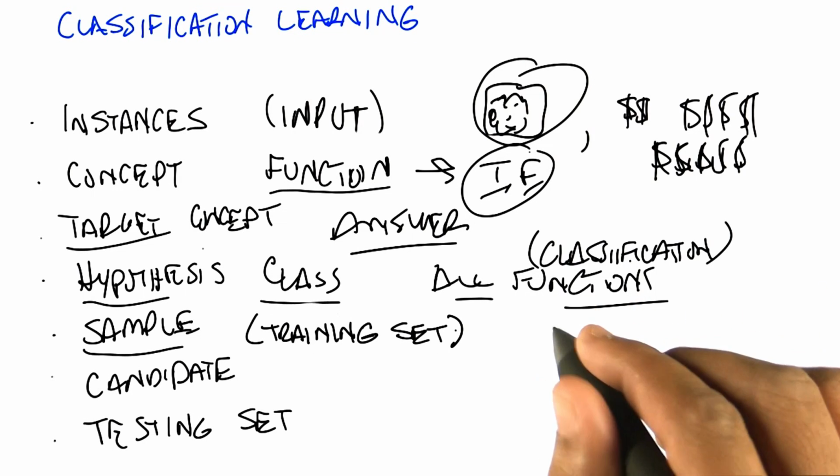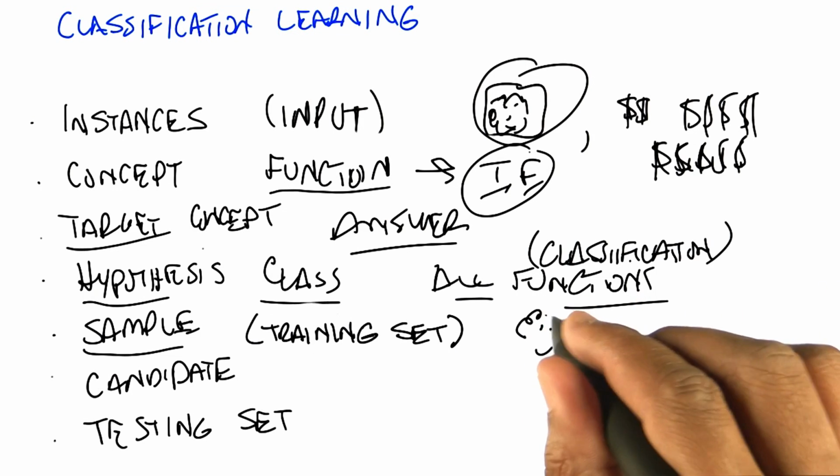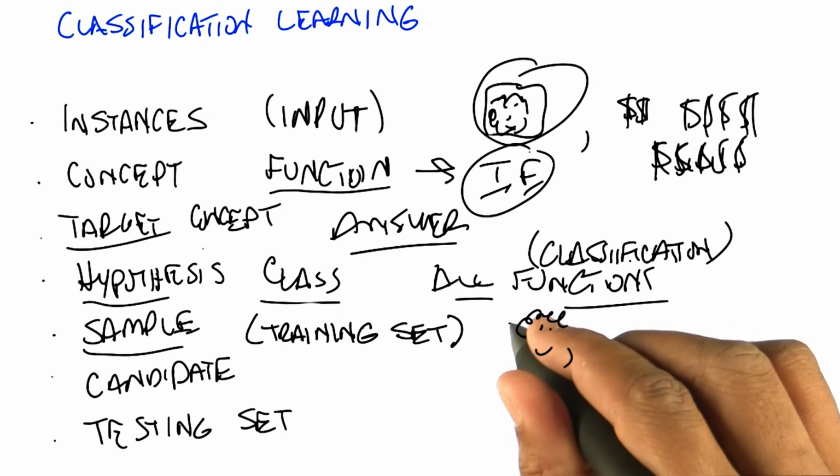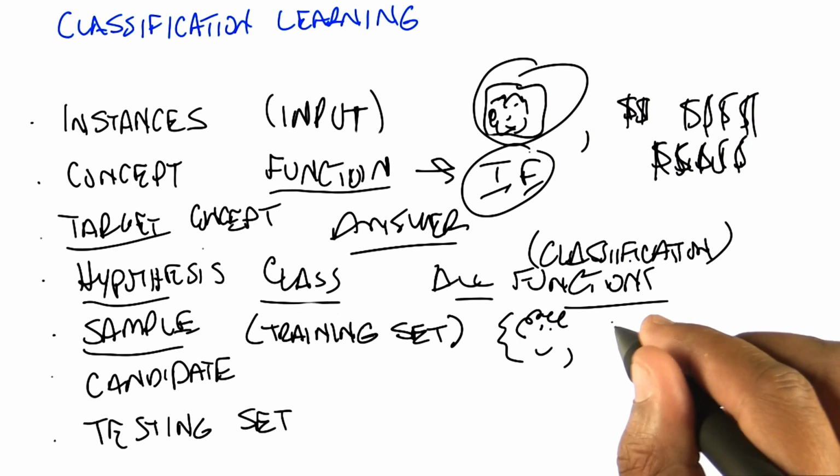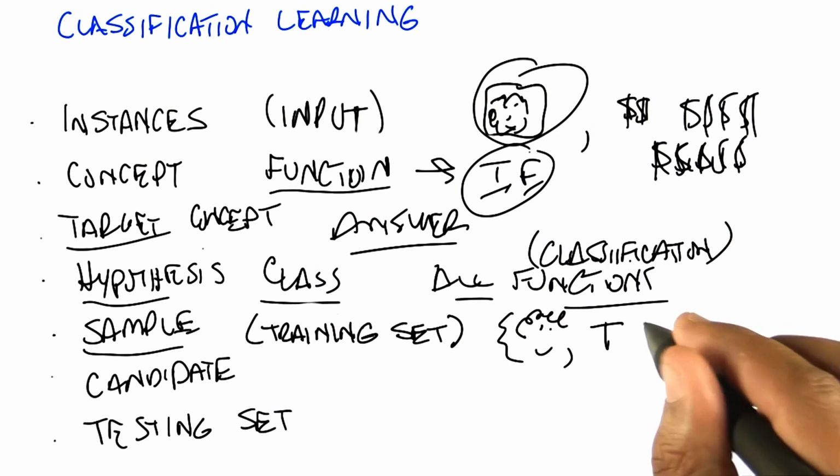So what's a training set? Well, a training set is a set of all of our inputs, like pictures of people, paired with a label, which is the correct output. So in this case, yes, this person is credit worthy.